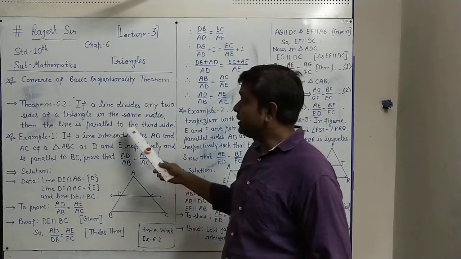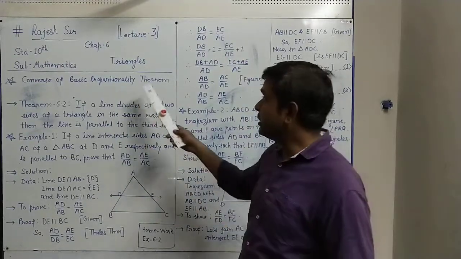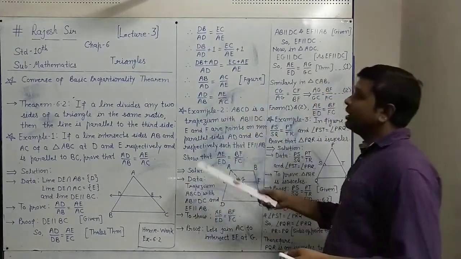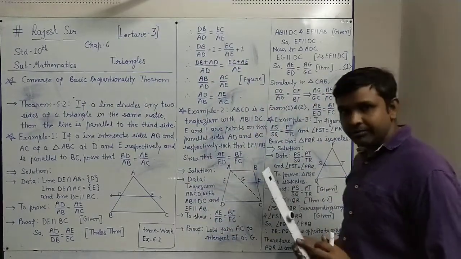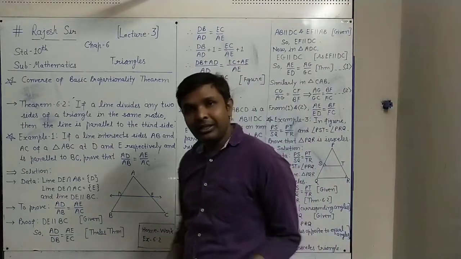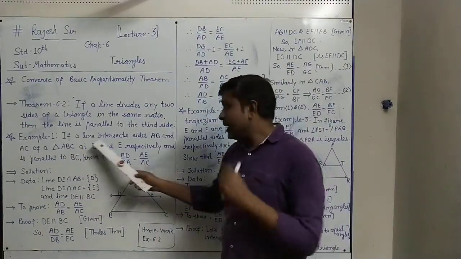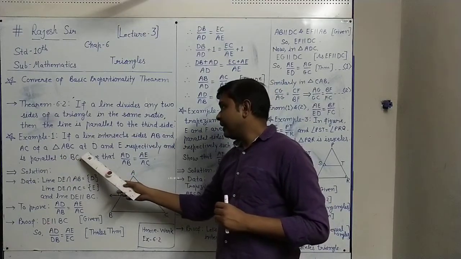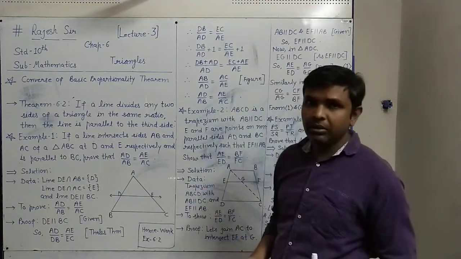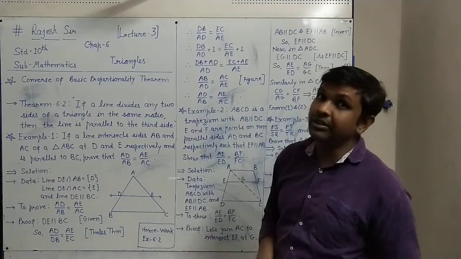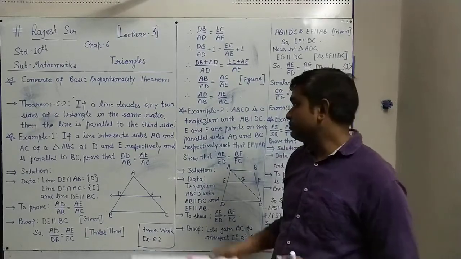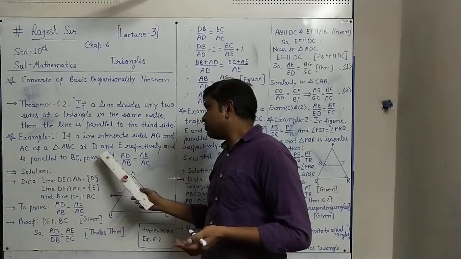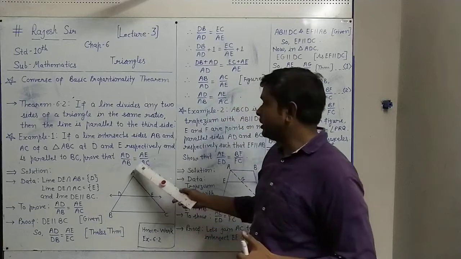We will use both theorem 6.1 and 6.2 in the next coming examples. Examples 1, 2 and 3 we have here. So one by one we will see. Example 1 is: if a line intersects sides AB and AC of a triangle ABC at D and E respectively, the similar condition as given in theorem 6.1, Thales theorem, and it is parallel to BC also, then prove that AD upon AB equals AE upon AC.